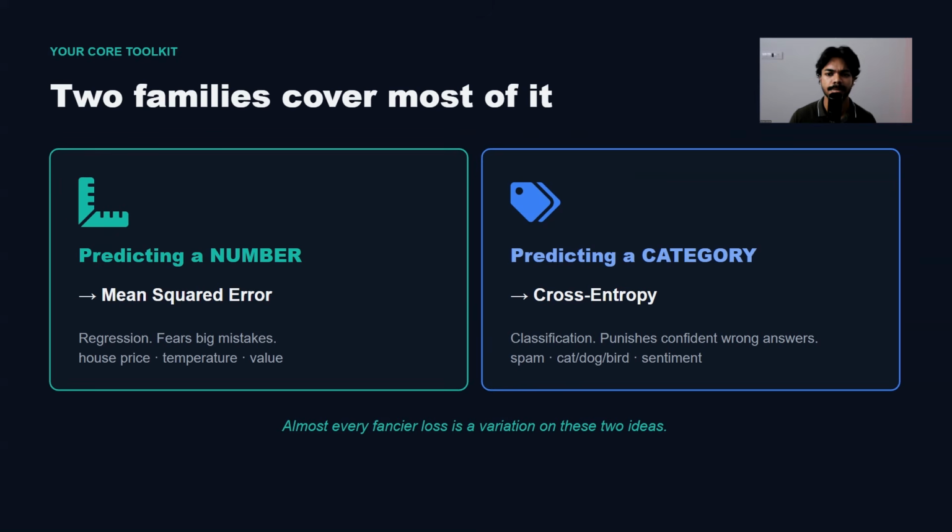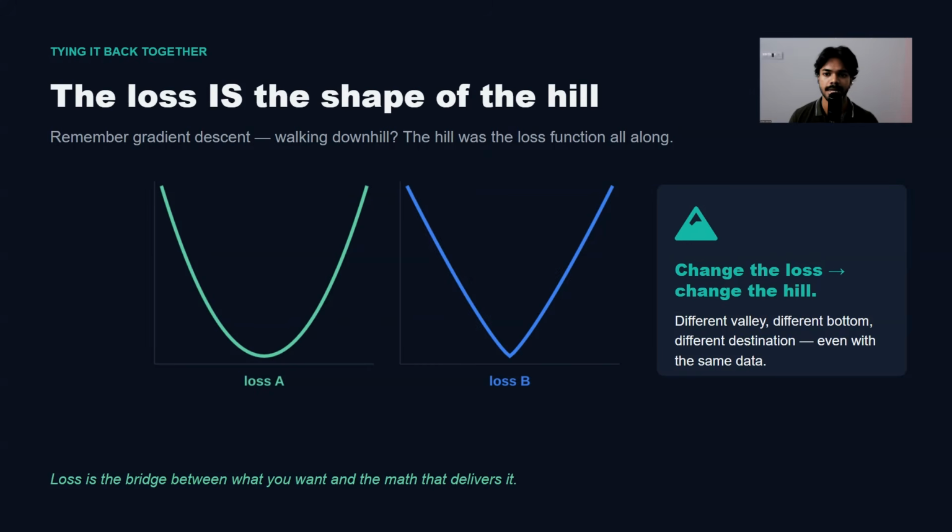Now, let me connect this back to everything that you have learned, because this is where it all clicks together. Remember gradient descent, the whole walking downhill idea? Here's a piece that was secretly missing. The hill is the loss function, the landscape we were descending, the valley we walked into. The surface is literally drawn by the loss you choose. Change the loss function and you change the shape of the hill. You change where the bottom is, and you change what downhill even means.